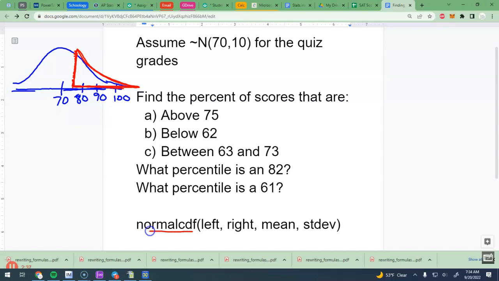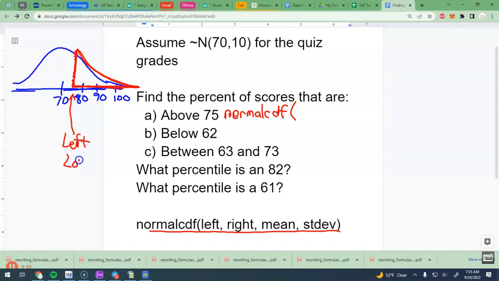So the way this works is you're going to put normal CDF, and I'm going to write it out, and show you how you have to write it out if it's a free response. We're going to type this in a second. There's a left-hand side and a right-hand side of that shape that we're looking at. The left-hand side is the 75. The right-hand side is 99999, because this technically goes on forever. So our left-hand bound is here.